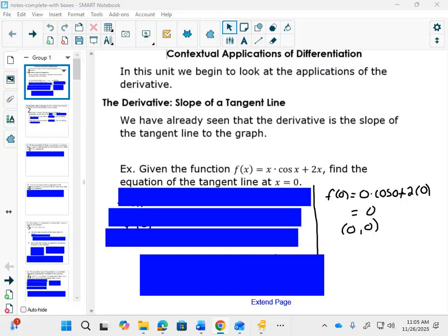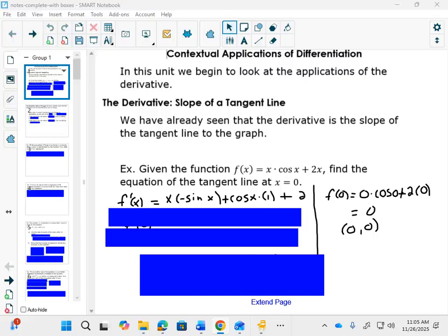The slope you're going to need to get from your derivative. And we have a product rule here. Keep the first one the same. Derivative of the second one, then keep the second one the same. Derivative of the first one. And then we have a plus 2x at the end. You have to do the derivative of that as well. So we get a plus 2.